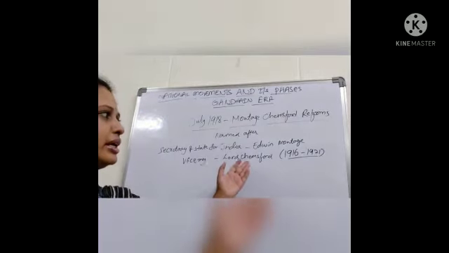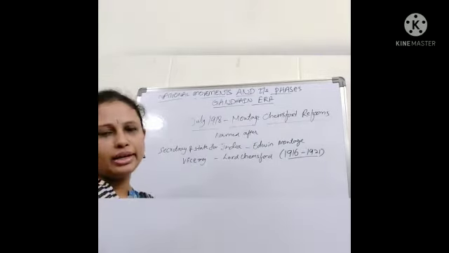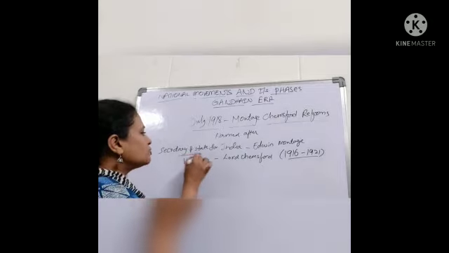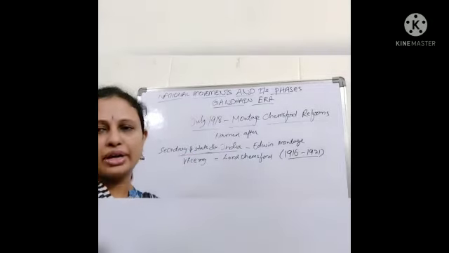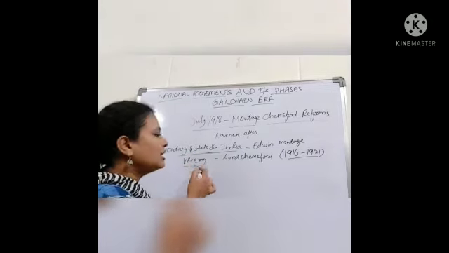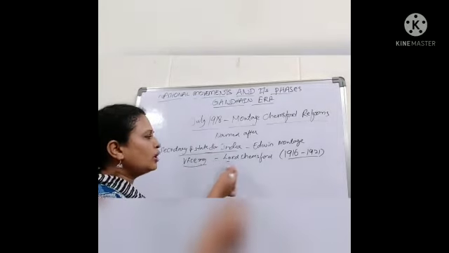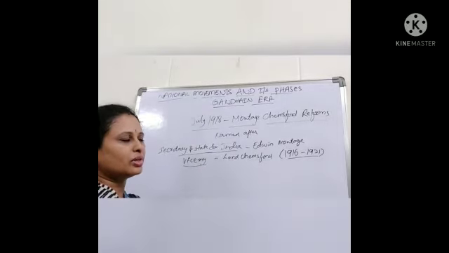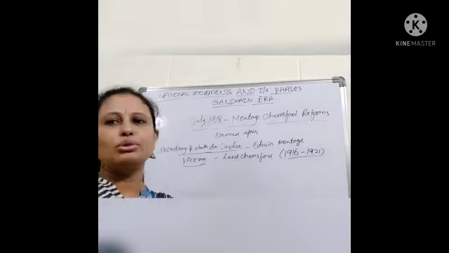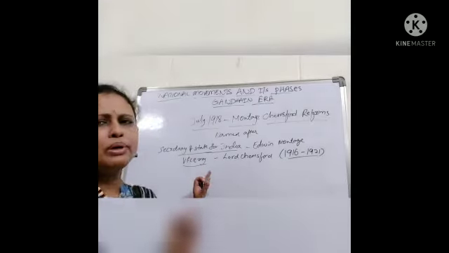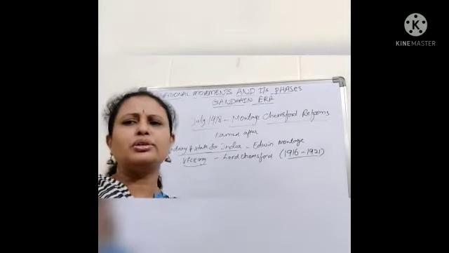The Secretary of State for India at that time was Edwin Montagu. He was the responsible person for Indian affairs. The Viceroy stays in London. At that point of time, the Viceroy was Lord Chelmsford, whose time period was from 1916 to 1921. These two people were directly or indirectly responsible for Indian affairs.